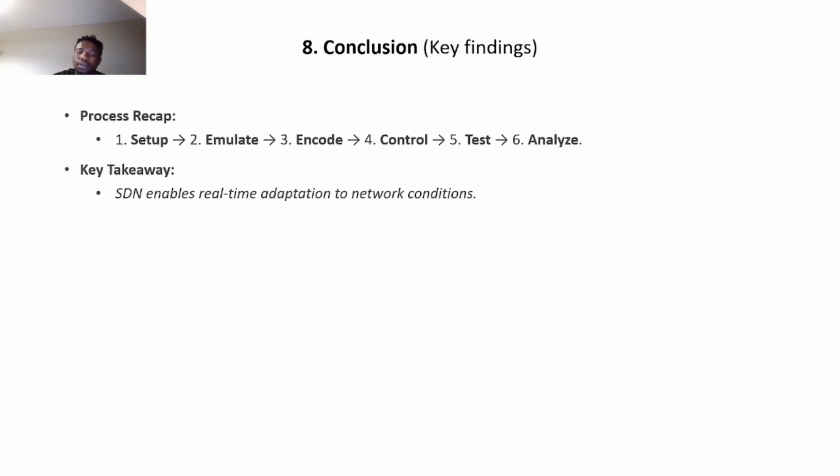Key takeaway: SDN transforms video delivery by monitoring flows in real time and optimizing routes. It reduces buffering and maintains quality even under challenging network conditions.